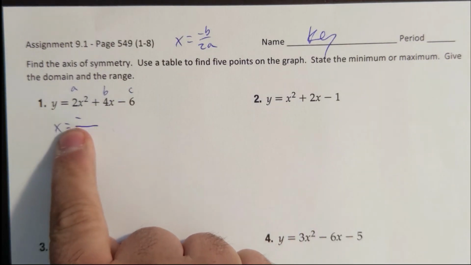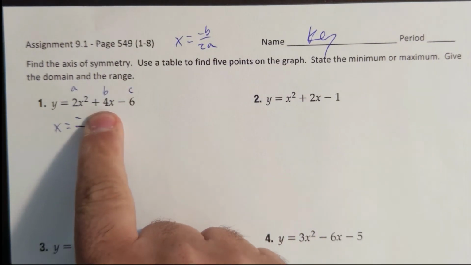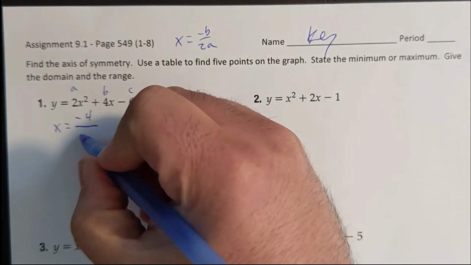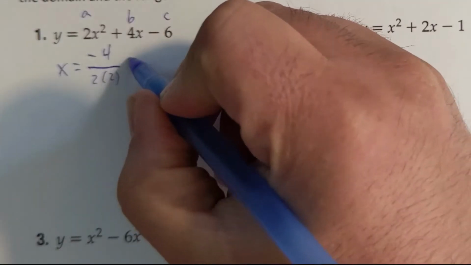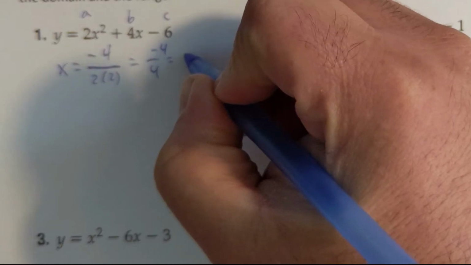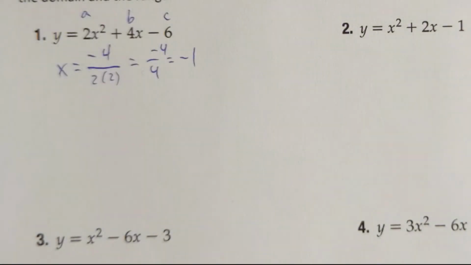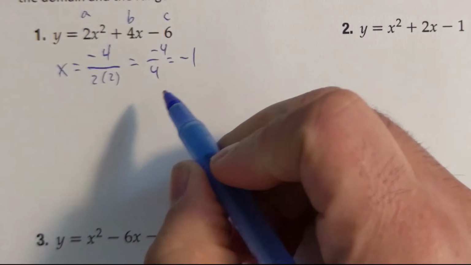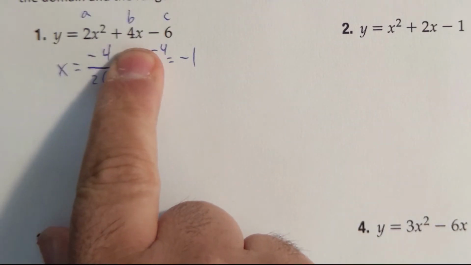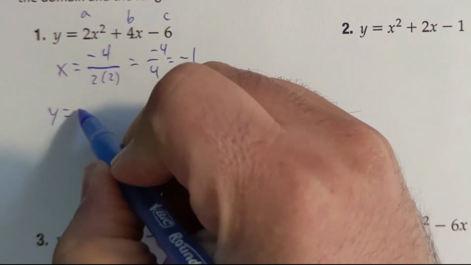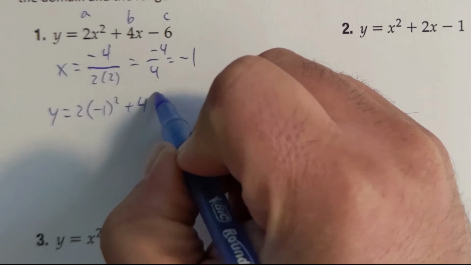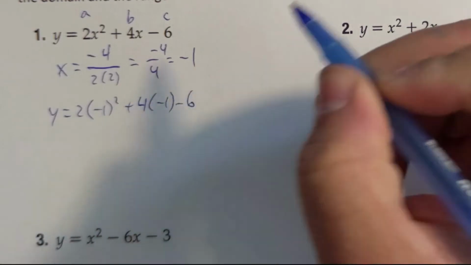If you put negative b in there, the negative is already part of the formula. B is 4. And then you're going to go 2 times 2. Simplifying that down, it's going to be negative 4 over 4, which is negative 1. Now that we have our x value, we're going to substitute this x value in for the x's in the original. You're going to write y equals 2 times negative 1 squared plus 4 times negative 1 minus 6.